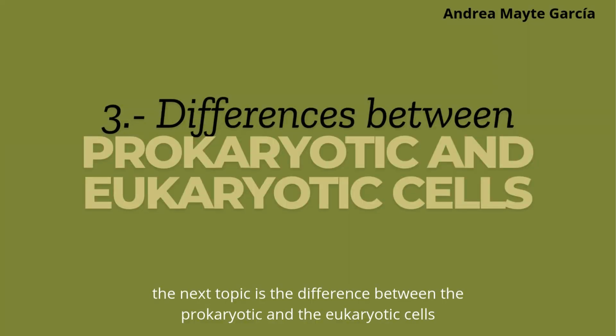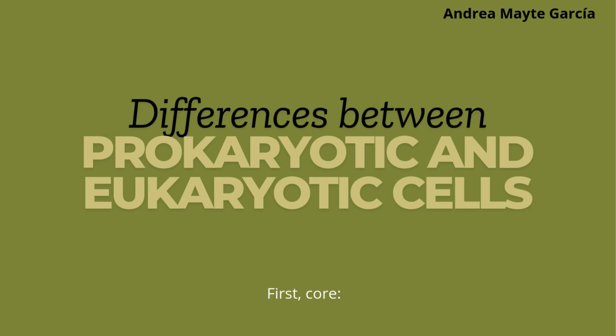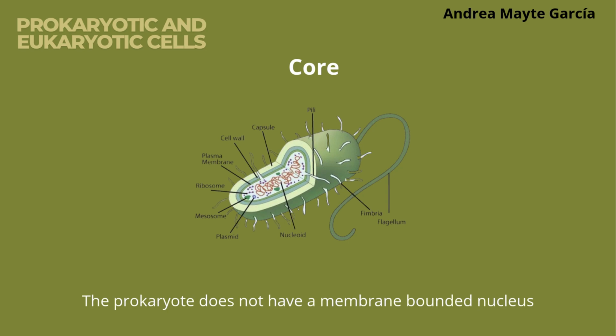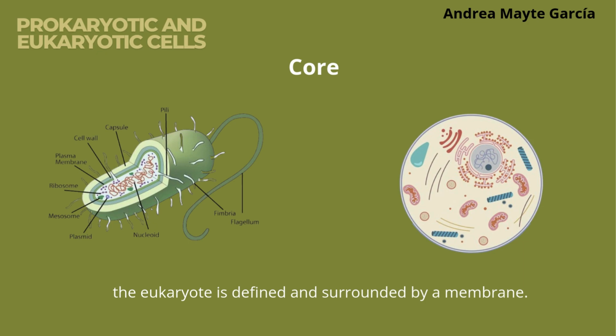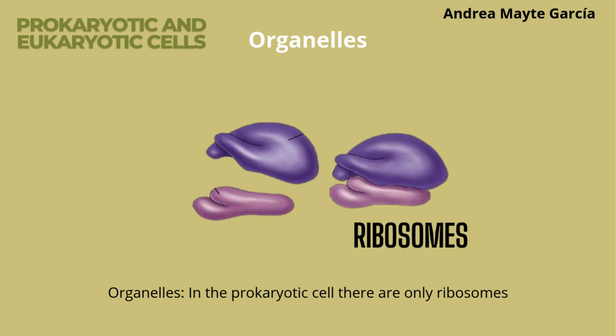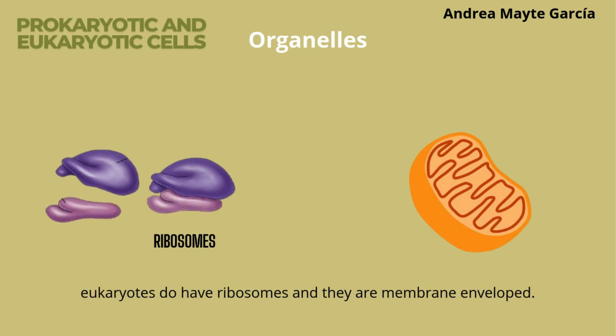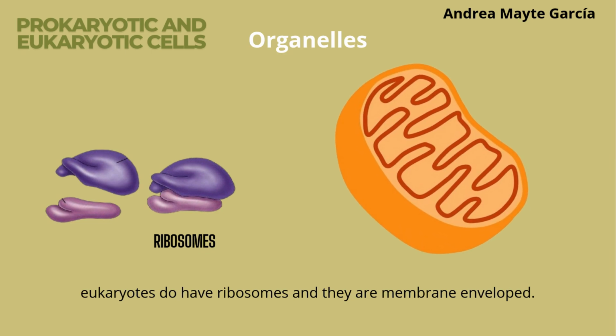The next topic is the difference between prokaryotic and eukaryotic cells. First, the nucleus. The prokaryotic cell doesn't have a membrane around the nucleus. The eukaryotic nucleus is defined and surrounded by a membrane. Organelles. In the prokaryotic cell, there are only ribosomes, and eukaryotic cells do have ribosomes. There are membrane envelopes.